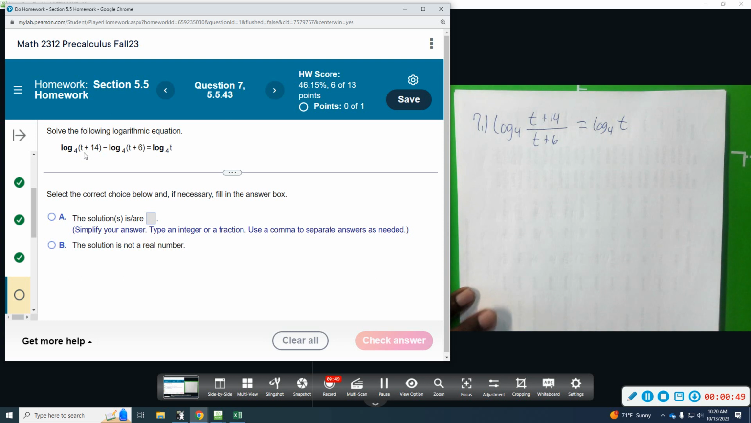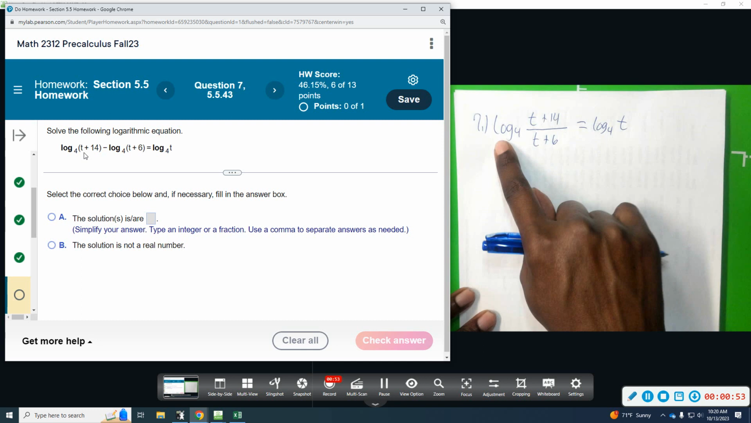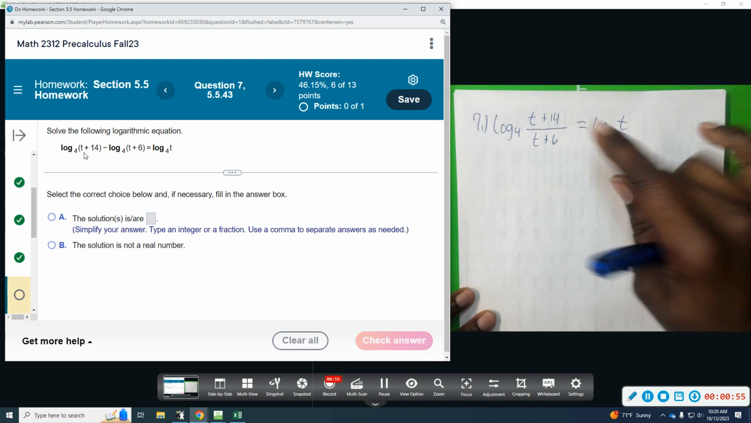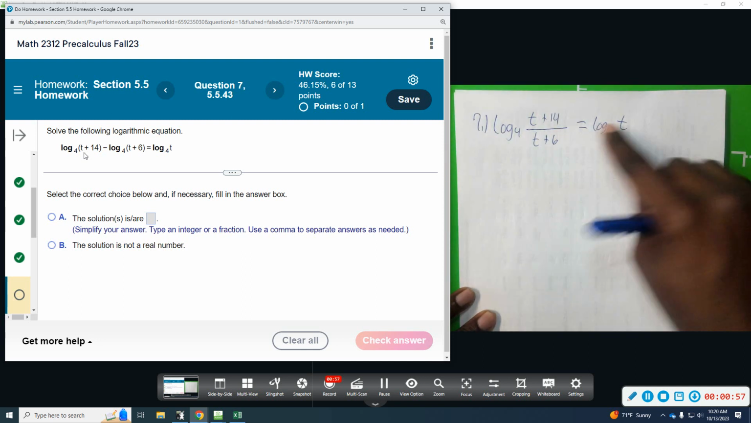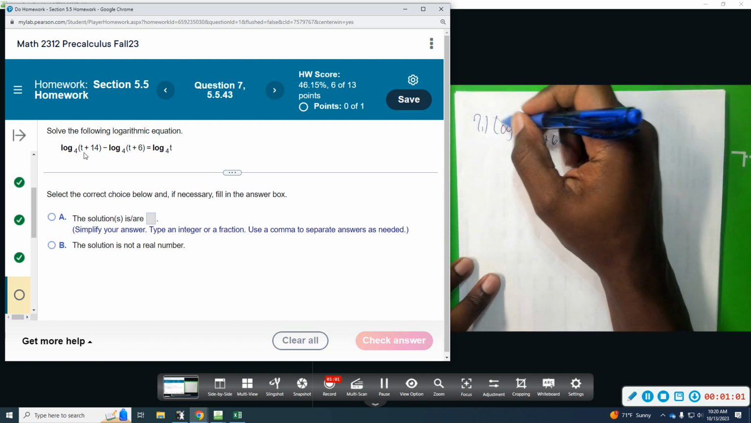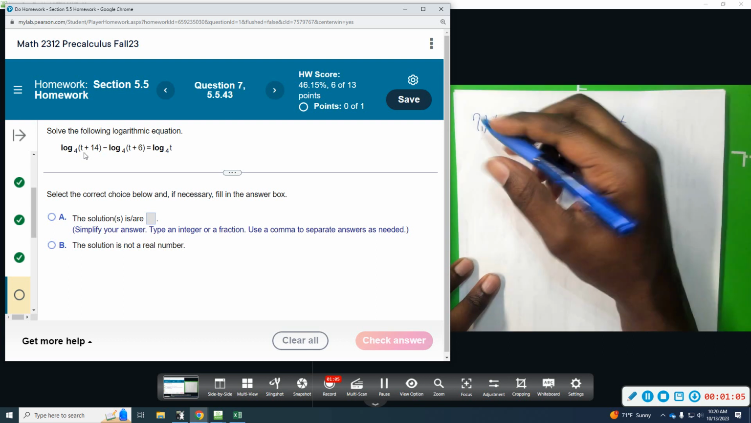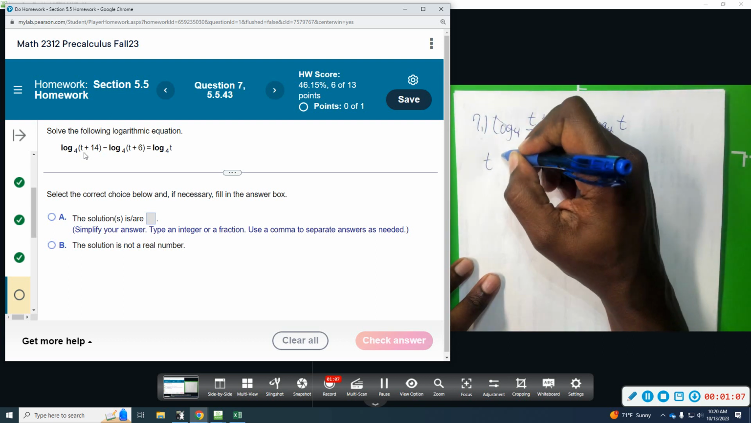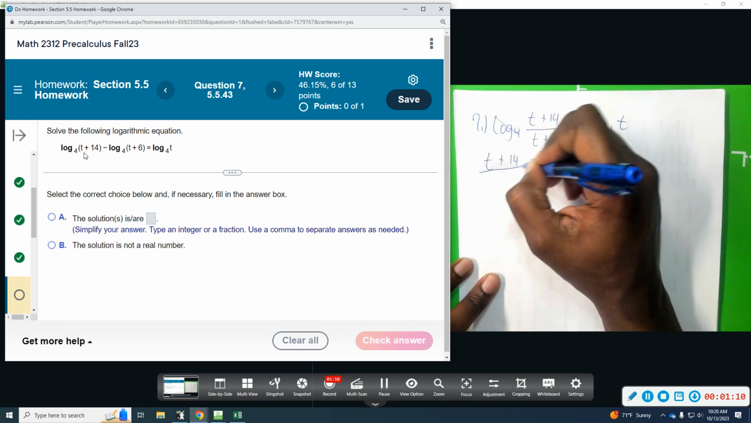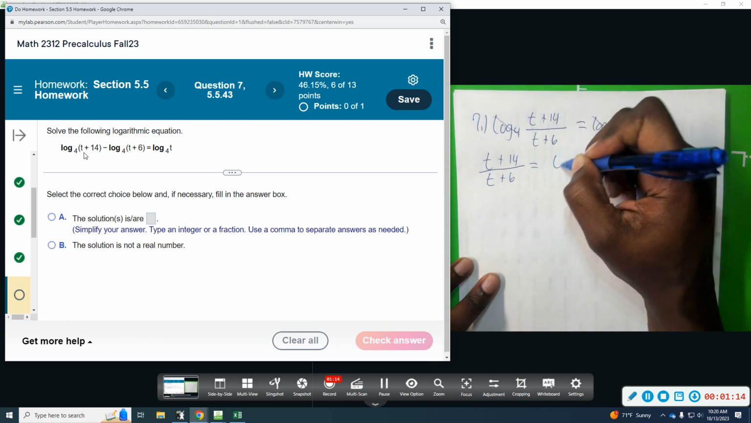So the way this setup works is now that we have just one log on both sides, it's both log 4. We can ignore those. If those are the same, then these two things have to be equal. So we're going to basically ignore the log 4, and we're going to be solving this equation. So we have t plus 14 over t plus 6 equals t.